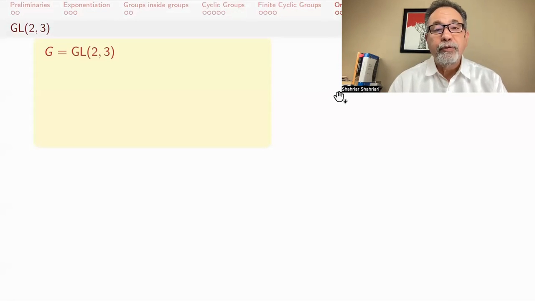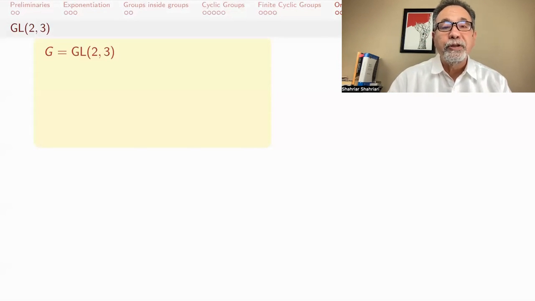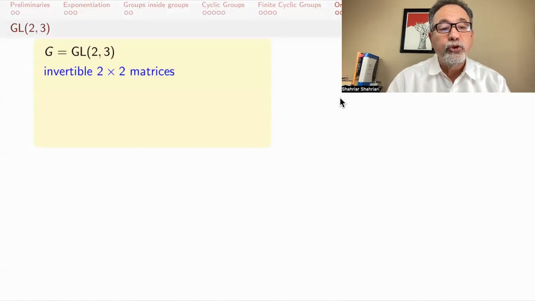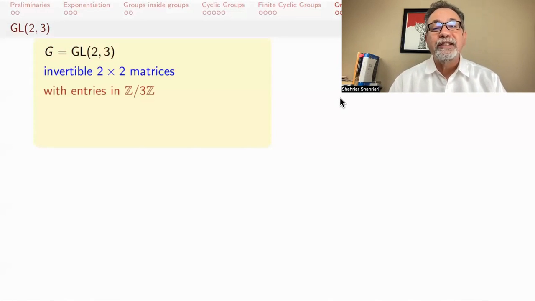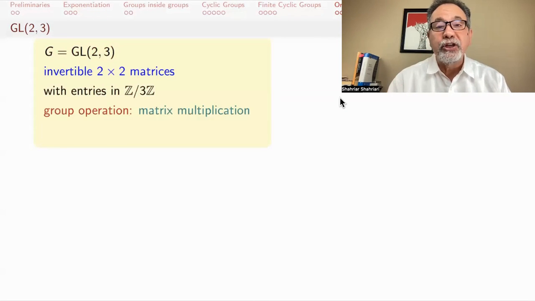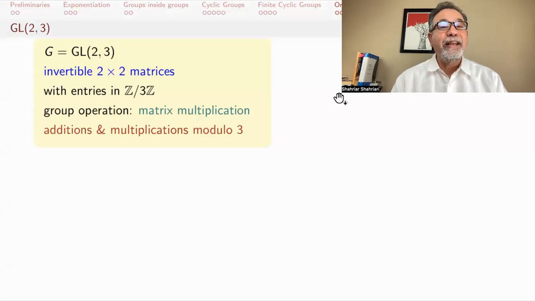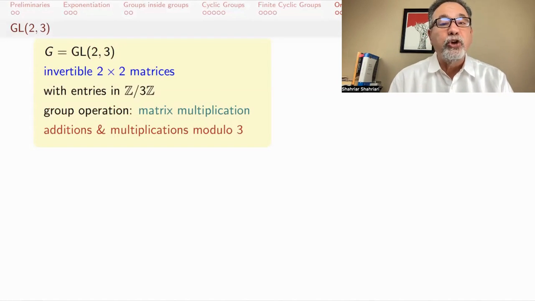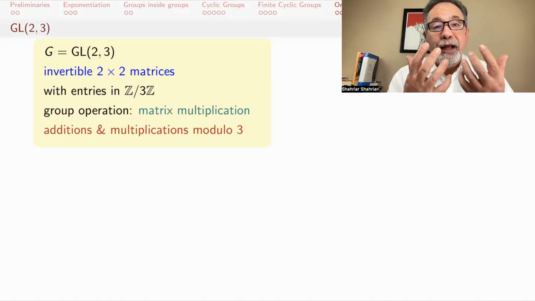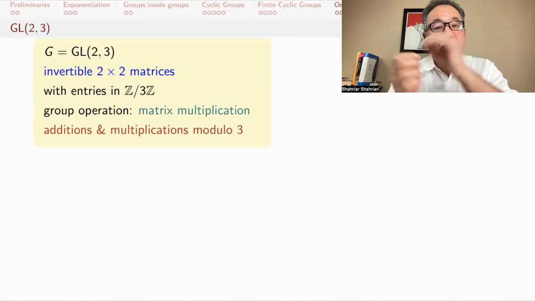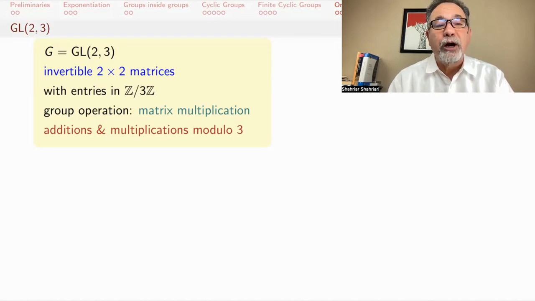One final example before we prove a theorem. This time the group is GL23. So GL23 is the group of invertible 2 by 2 matrices with entries in Z mod 3Z. The entries are 0, 1, 2, and the group operation is matrix multiplication. But any additions and multiplications you do are going to be modulo 3. When you're multiplying two matrices, you will have to multiply entries and add them. Those multiplications and additions are all done in Z mod 3Z. This is a group called the general linear group, and I have a whole video on the general linear group.